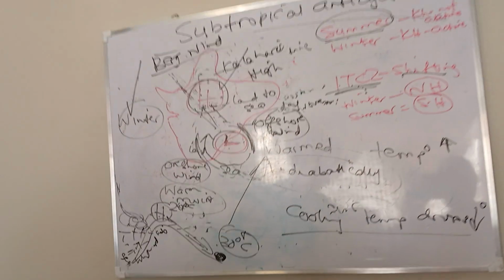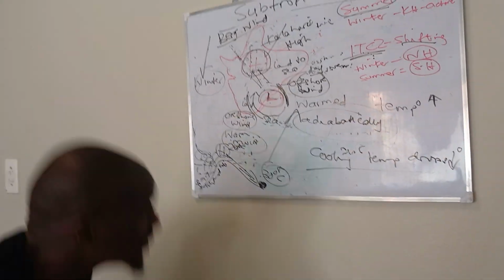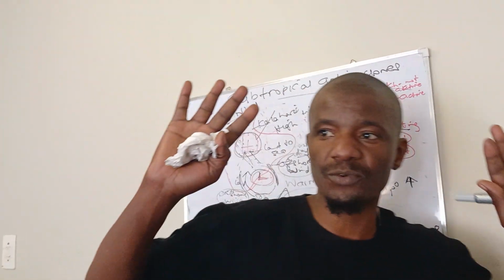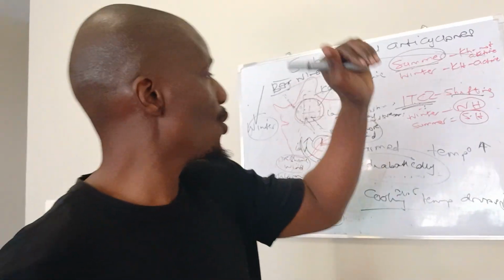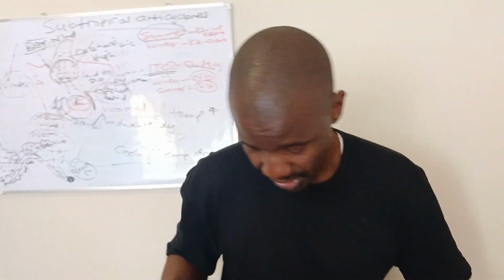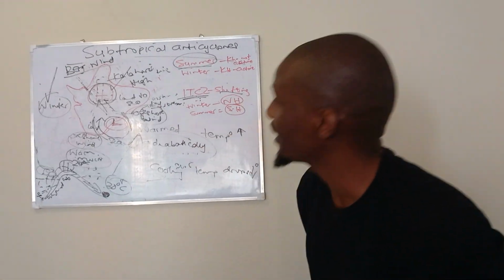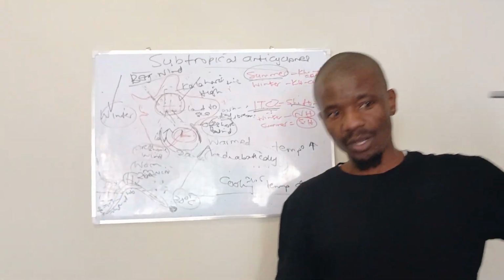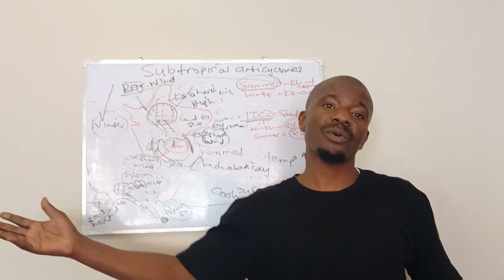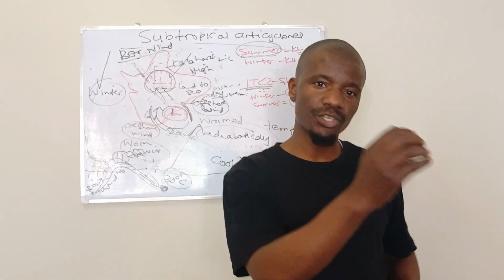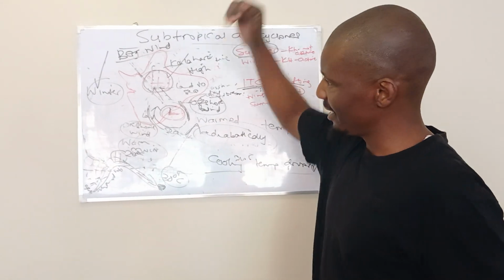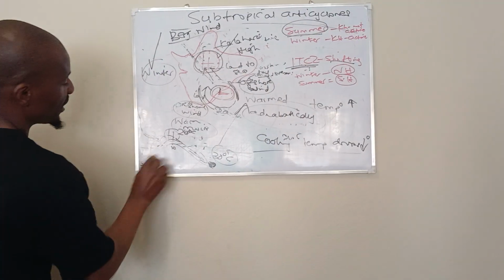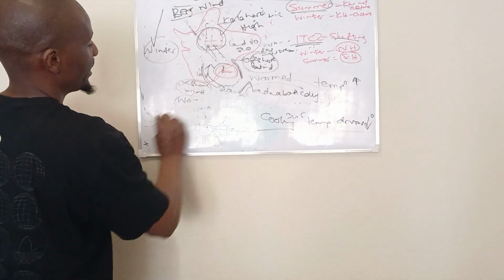And just to sum it up, what is it that is important? Three things are important when it comes to subtropical anticyclones. Number 1, know that the weather of South Africa is affected by three high pressure systems. That is your South Atlantic high, which you find on the west coast, the South Indian high, which you find on the east coast, then your Kalahari high in the interior.